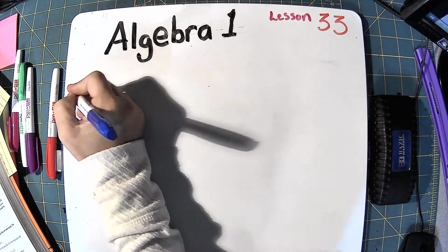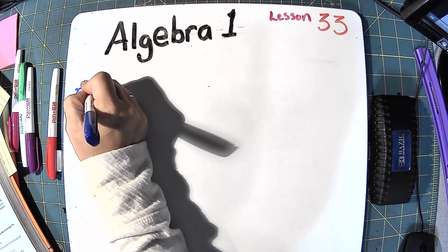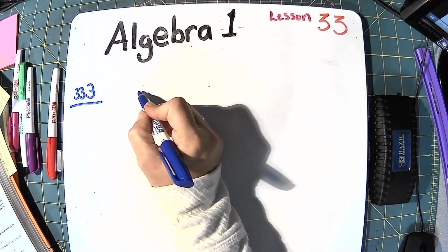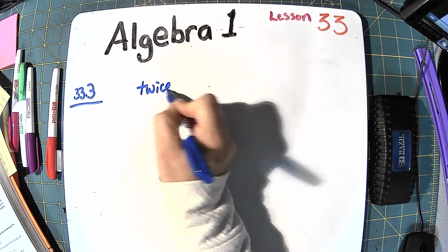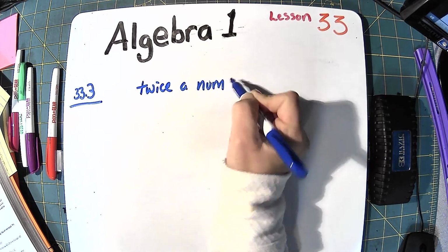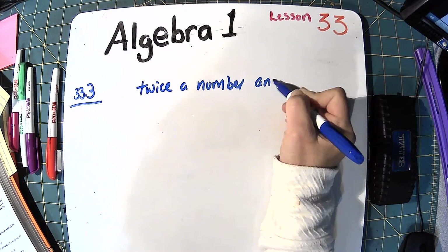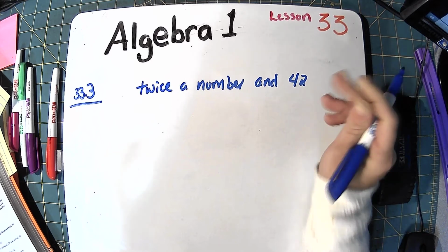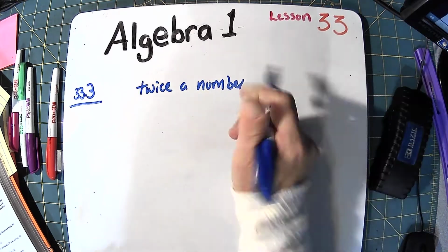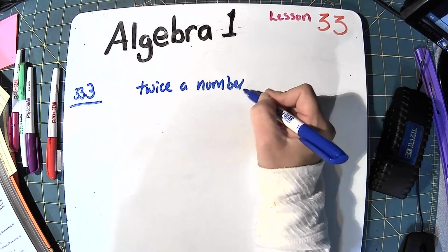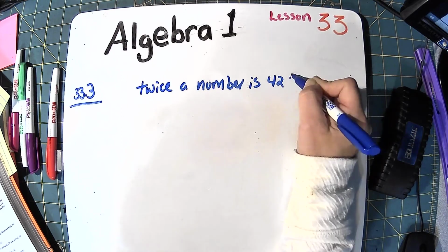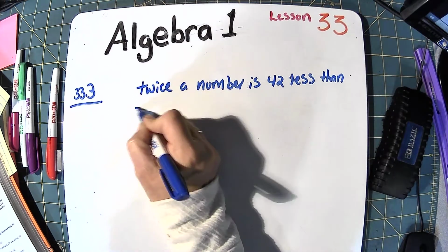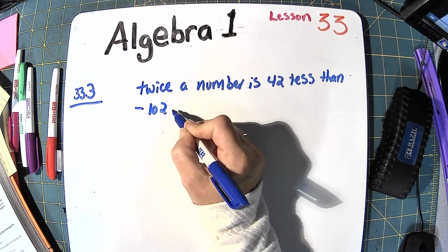So in 33.3, we have twice a number. Oh, whoops, no. Twice the number is 42 less than negative 102. Find the number.